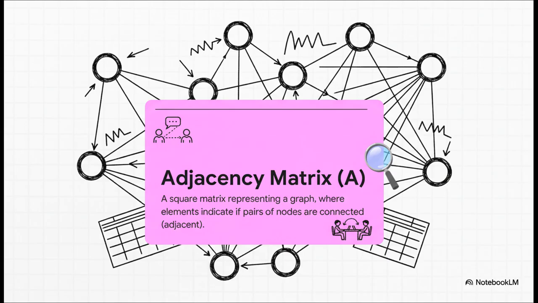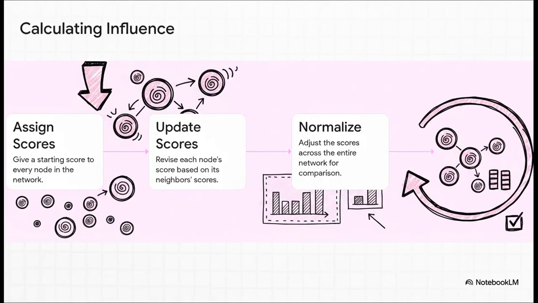It's a simple grid that maps out every single connection, who talks to who, works with who. This becomes the raw data, the actual blueprint of the entire organization. Okay, so once you have that blueprint, a computer basically goes to work. It runs this process over and over again.